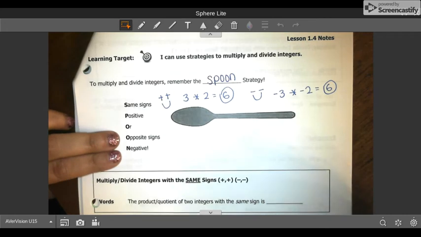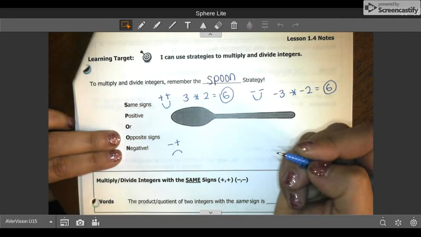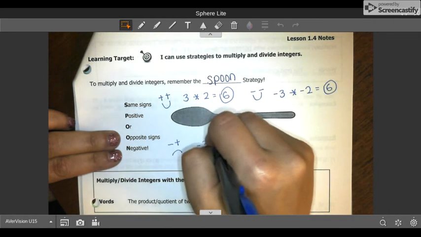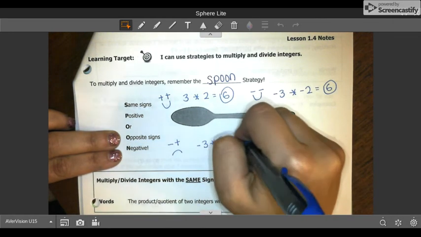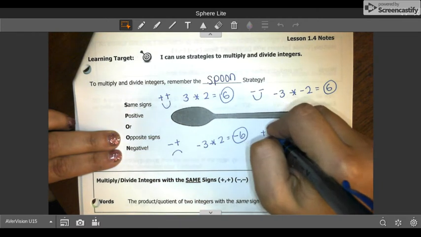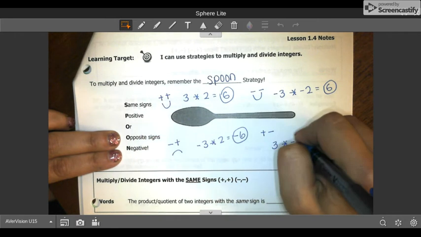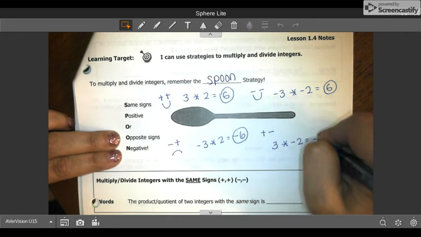A negative times a negative is a positive. However, if you're multiplying opposite signs together, your answer is going to be negative. Negative 3 times 2 gives you a negative 6. Same thing if you start with a positive and a negative. 3 times negative 2 gives you negative 6.